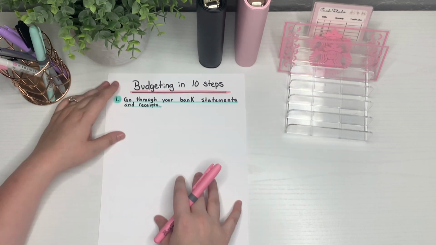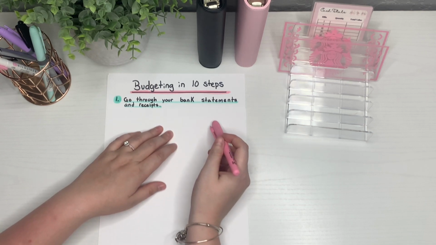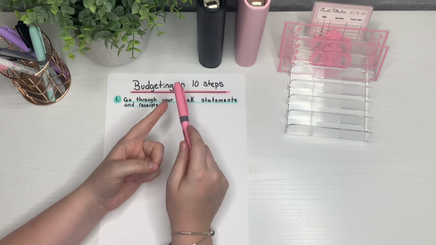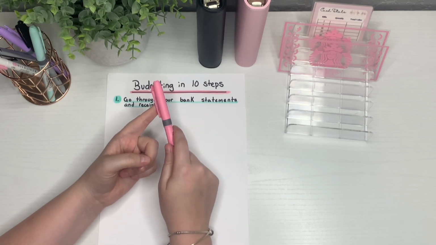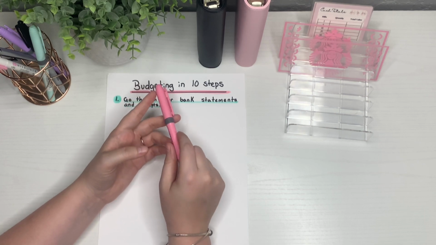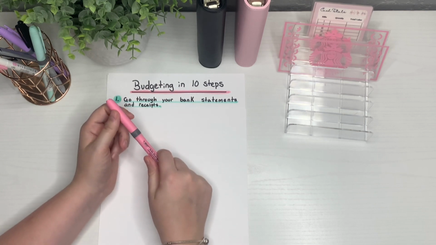Step one is going to be to go through your bank statements and your receipts. So this is going to be for the last 60 days to 90 days. You need to find out where your money is going, what you are spending your money on, when your bills are coming out, things like that. So you're going to print off your bank statements. You can easily do this online.